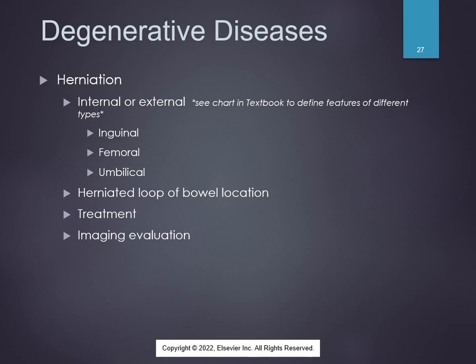CT is the best modality of choice for identifying abdominal hernias as well as signs of resultant bowel obstruction. CT scans should be performed with both oral and IV contrast.